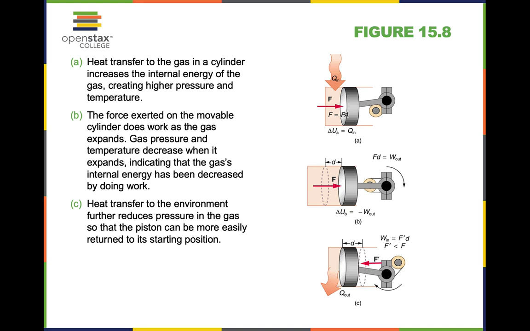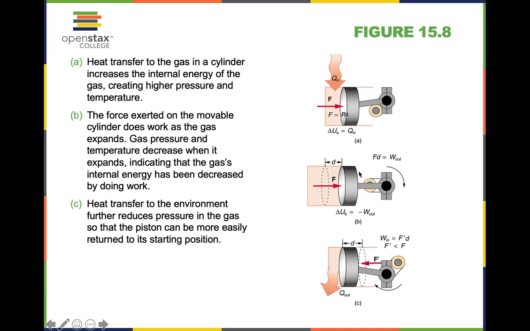So for figure 15.8, heat transfer to the gas in a cylinder increases the internal energy of the gas, creating a higher pressure and temperature. So here we have heat coming in. You have your force equals your pressure times your area, and your delta U is just going to be your Q in. For B, the force exerted on a movable cylinder does work as the gas expands. Gas pressure and temperature decrease when it expands, indicating that the gas's internal energy has been decreased by doing work.